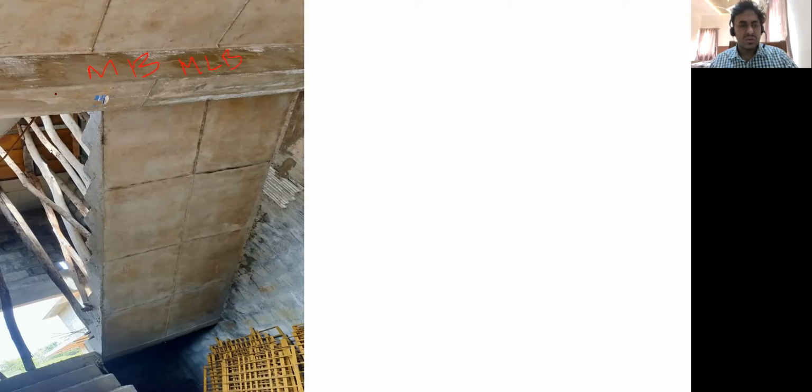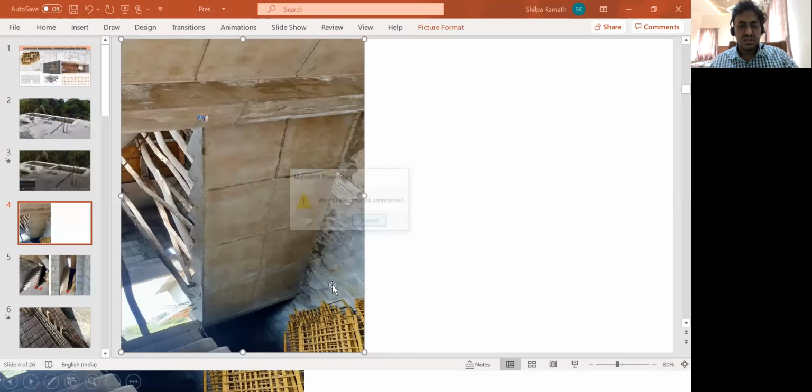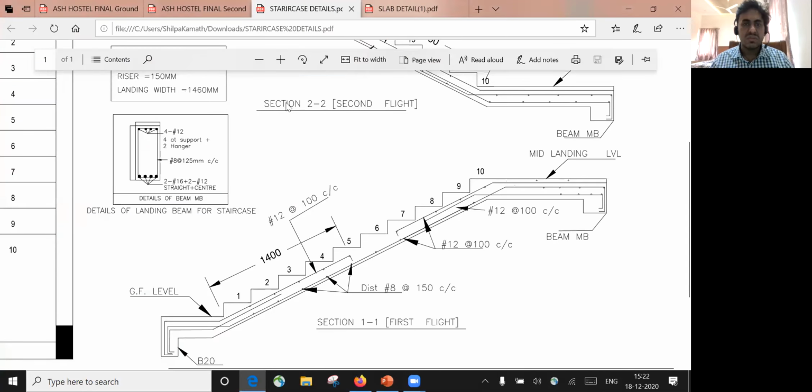So what is the cross section of this beam and what is the reinforcement that you need to provide in this MLB, that is written in the staircase detail itself. We'll try to see that. So what is written here? The details of the beam at the mid landing beam. It's written here: details of landing beam for staircase.